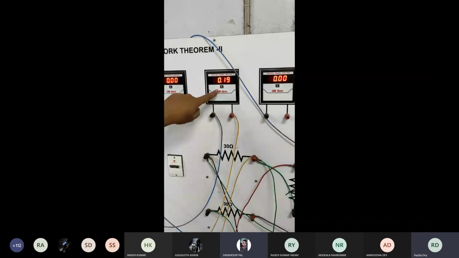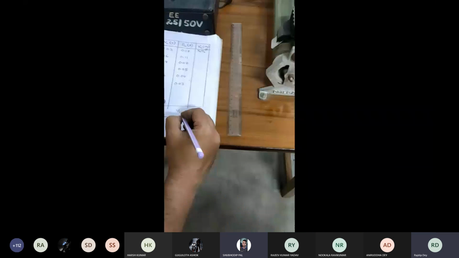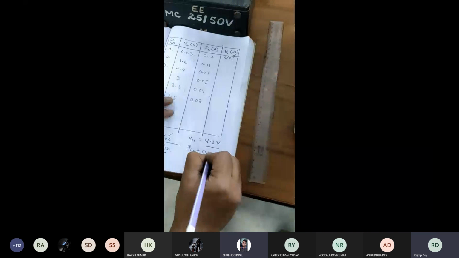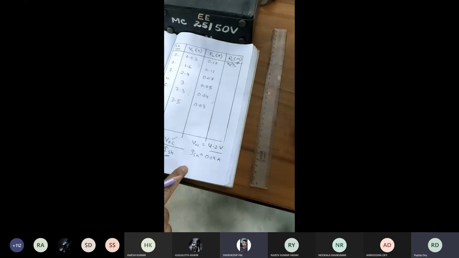So we have to keep the same voltage, and the ammeter is connected here. The ammeter reading we get is 0.19. So obviously our ISH value is coming 0.19 ampere. Up to this it is done. So the short circuit current value is coming 0.19 ampere.